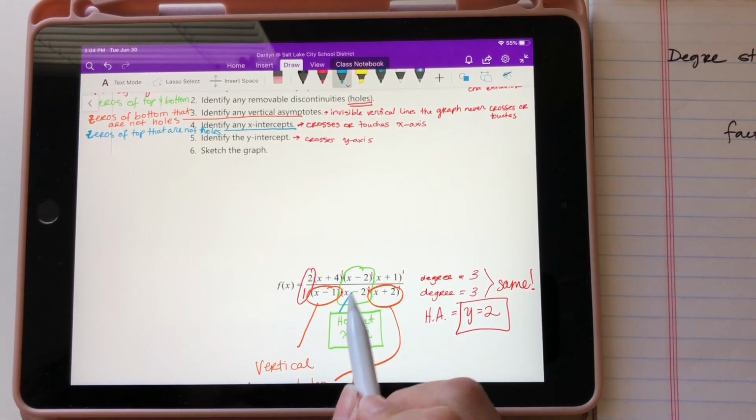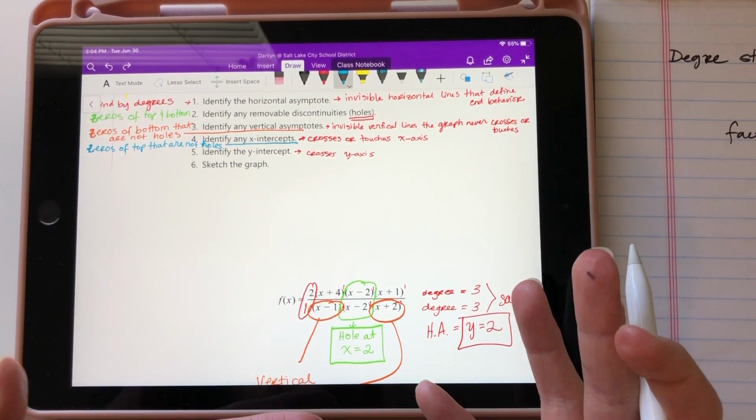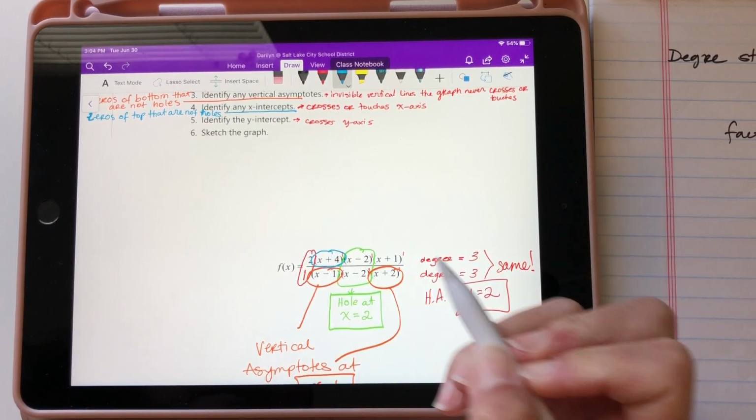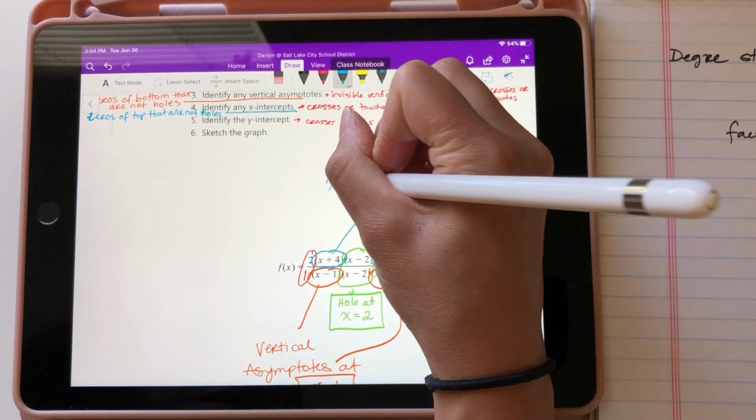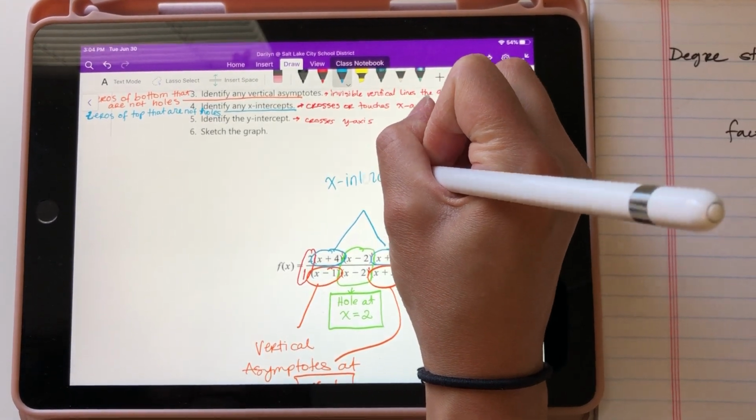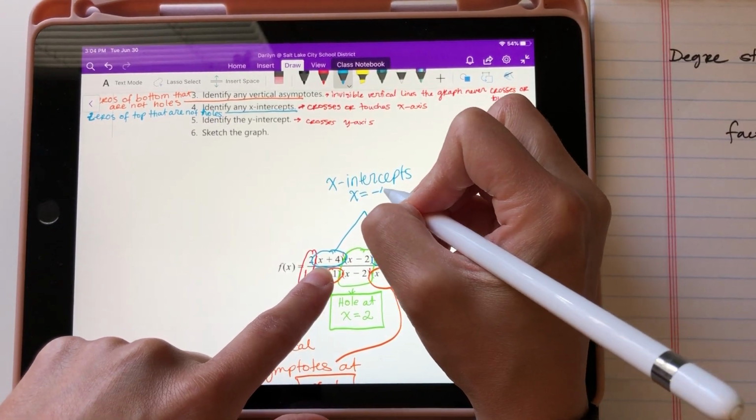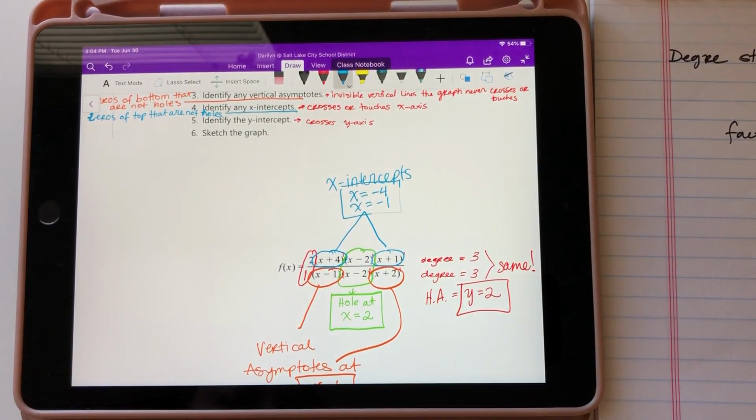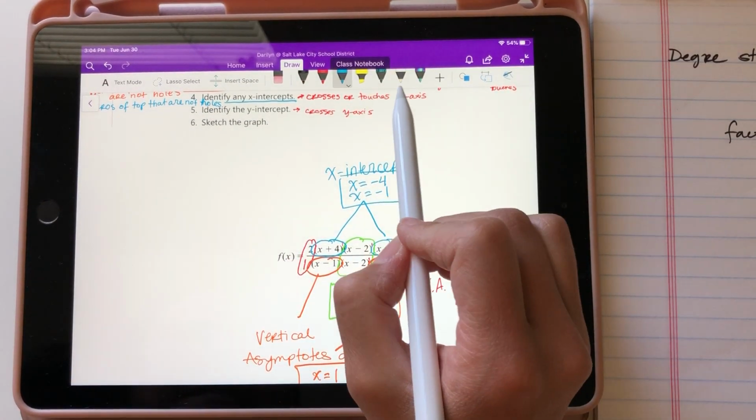So I look here and see why it's so important to do the holes first, because vertical asymptotes and x-intercepts are zeros that are not holes. So you want to make sure you define the holes first. So I see a 0 of the top that's not a hole and another 0 of the top that's not a hole. So that tells me my x-intercepts are going to be at the zeros. X equals negative 4 and x equals negative 1. There are my x-intercepts.